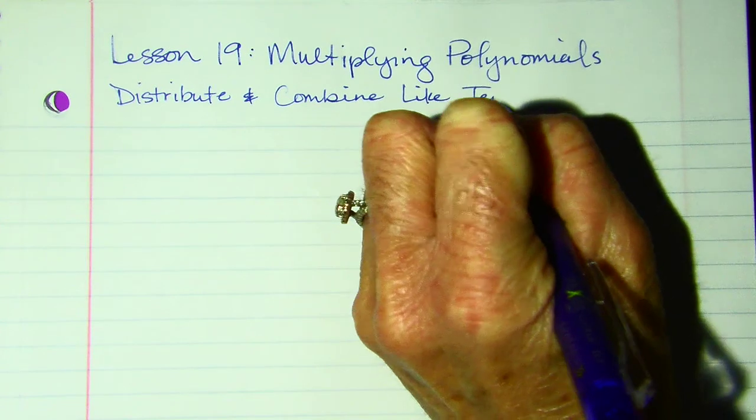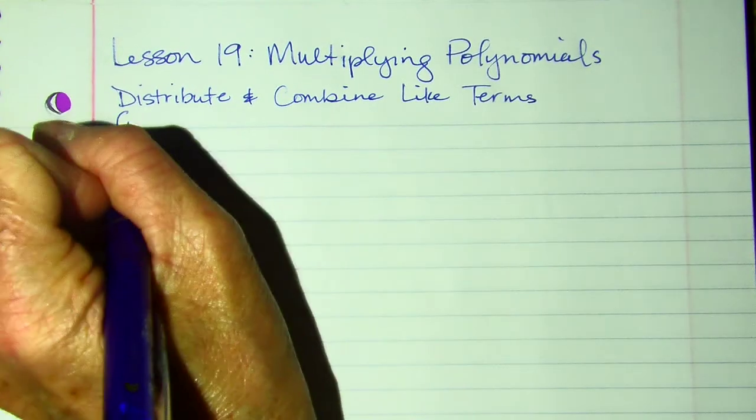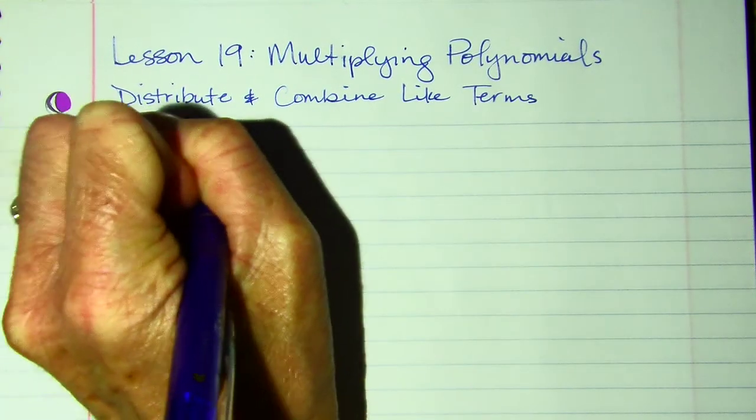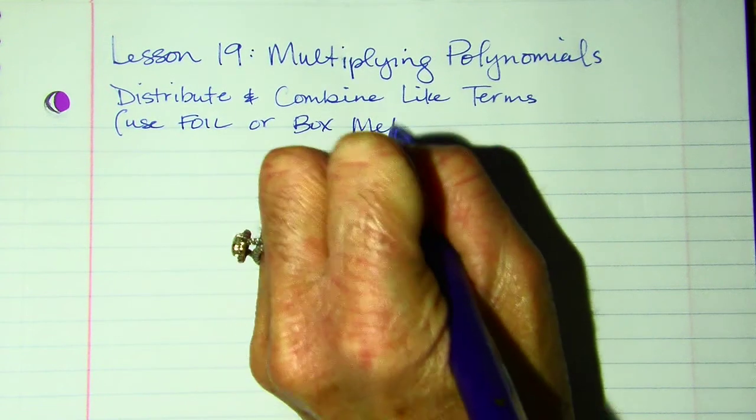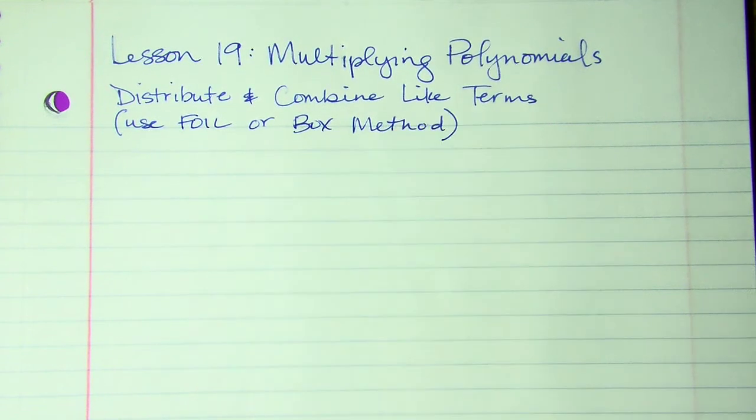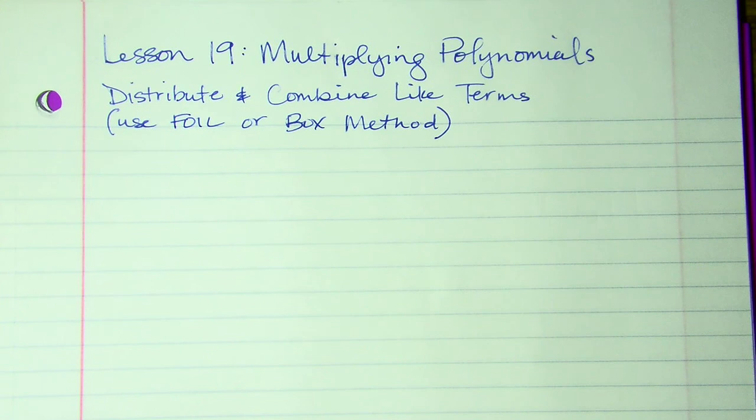But there are two other methods. You could also use FOIL or the box method. I'm going to go over just how to distribute it and the box method, and then you can choose which one that you prefer.